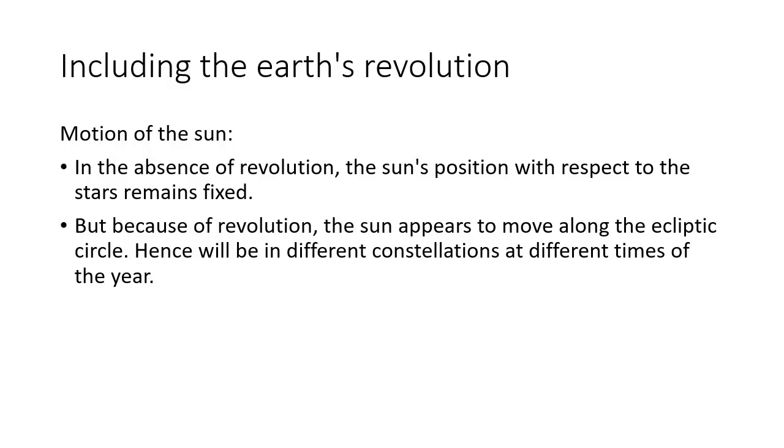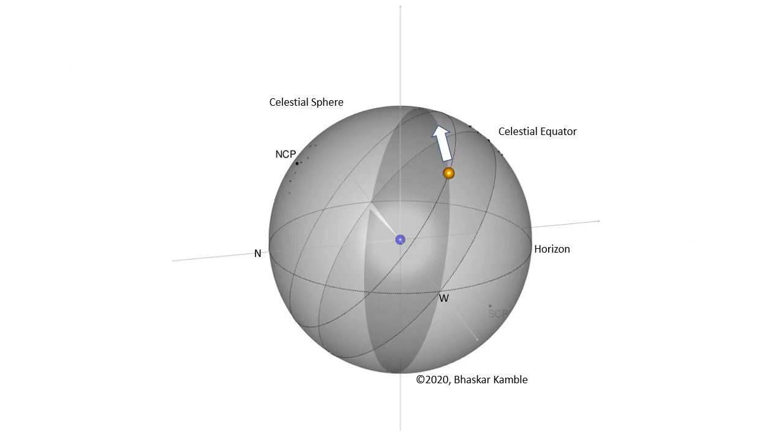Right. So now, when we consider the revolution, several interesting things happen. First of all, because of the Earth's revolution, it will appear that the sun itself is moving along the ecliptic circle in the direction of this white arrow. That is to say, it will be in different constellations as it traverses the ecliptic circle. Sometimes it will be in Aries, sometimes in Taurus, Gemini, Cancer, and so on. And then it comes back to its original constellation at the end of 1 year.